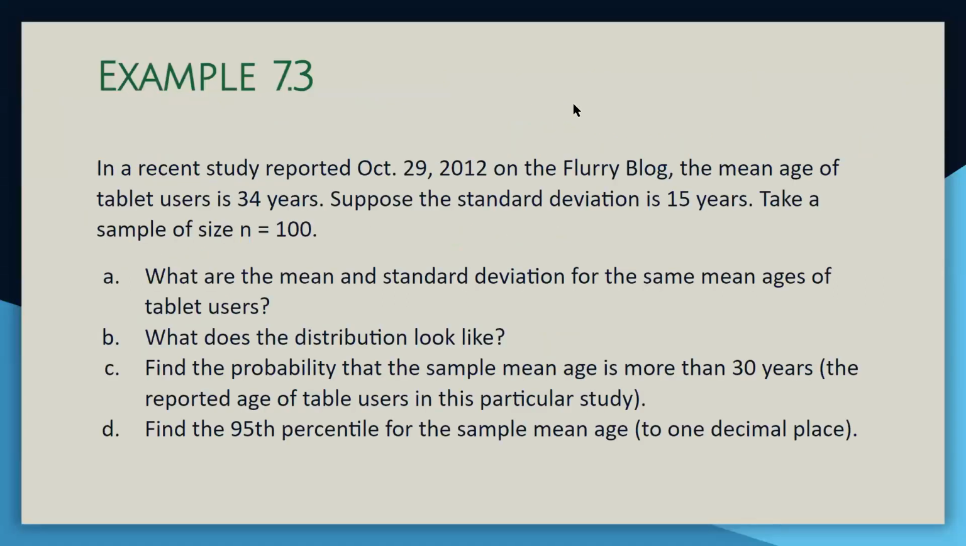Okay, so let's do another example. This one says in a recent study reported October 29th, 2012, not that recent, on the Flurry blog, the mean age of tablet users is 34 years. Suppose the standard deviation is 15 years. Take a sample size of n equals 100. What are the mean and standard deviation for the sample mean ages of tablet users? What does the distribution look like? Find the probability that the sample mean age is more than 30, and find the 95th percentile for the sample mean age.